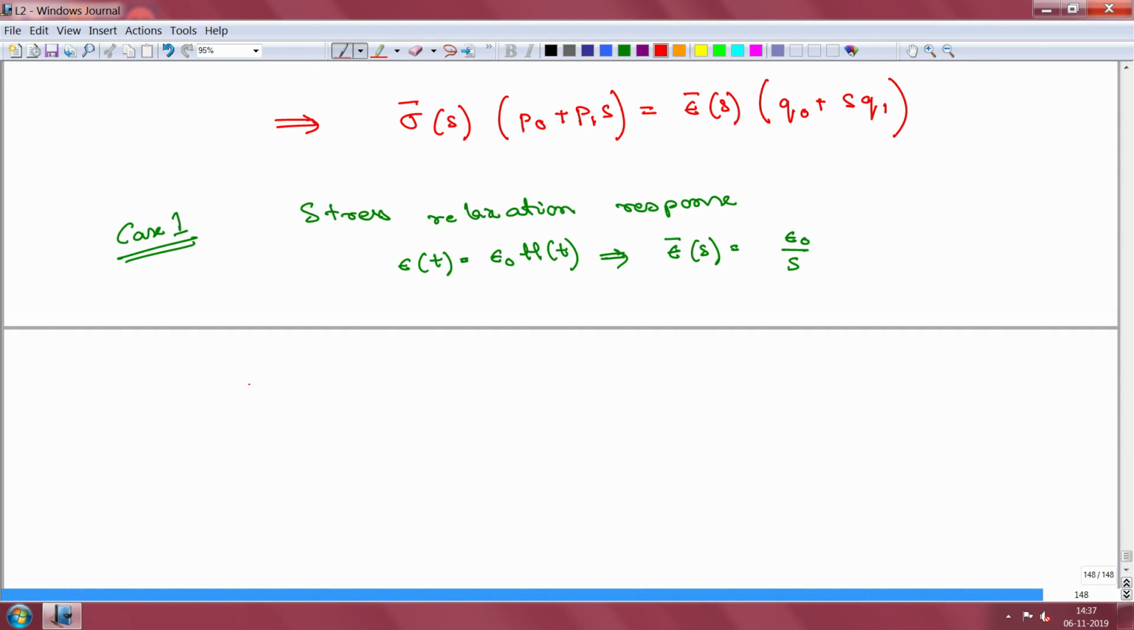Okay. So, let us go ahead and replace. So, you have q bar s equal to epsilon naught by s, you have q naught plus q 1 s by p 0 plus p 1 s. Okay. So, here if you take the Laplace inverse, you will be able to compute what the stress is, but this is a sort of rational fraction format. We have to simplify this a little bit before we can easily take the Laplace inverse.